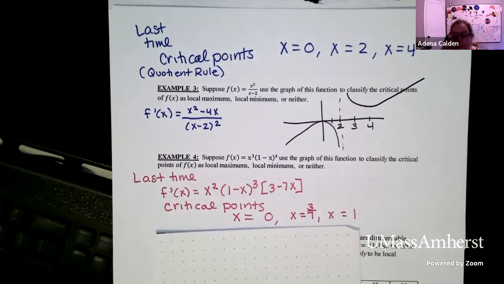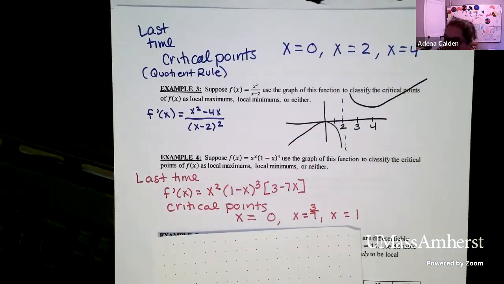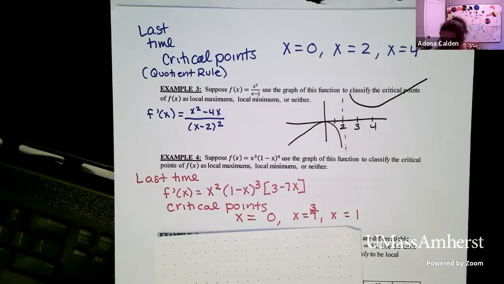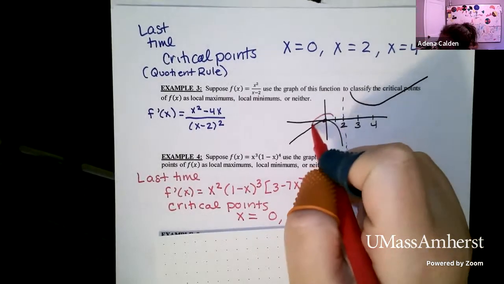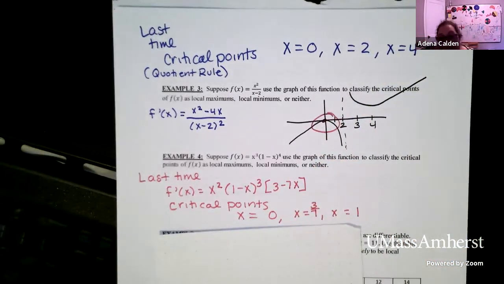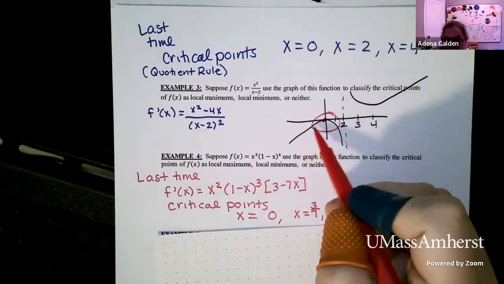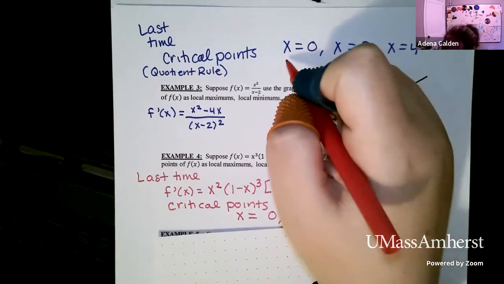So we get something that looks like this. And so what we need to do when we have a picture that looks like this is go to each of our critical points and see what's happening. So when we go to 0, we're really hyperfixating on this point right here and what's happening in this area. At 0, we see our function is increasing and then decreasing. It's going up and then down. So right at 0, we have a local maximum.